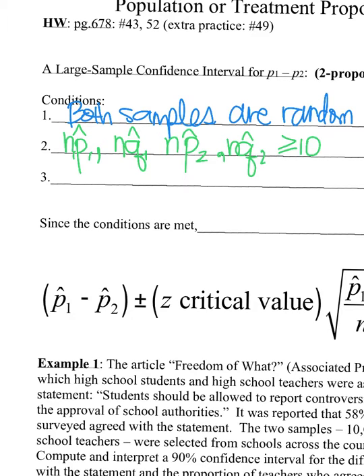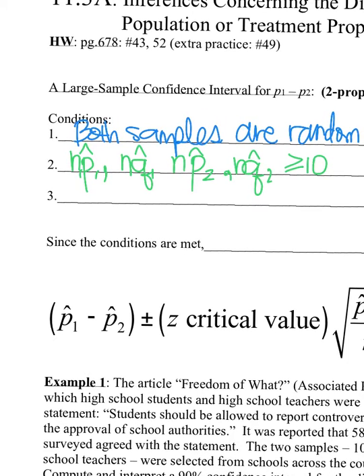All right, so we just want to make sure that all 4 of those numbers are greater than or equal to 10. And then our last condition to check is similar to our two-sample t-test, which is just to make sure that the groups are independent. Groups are independent, or samples are independent is great too.